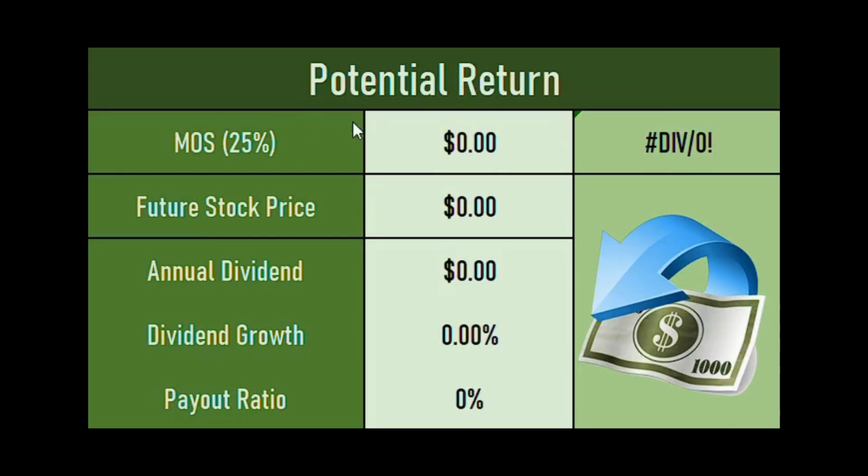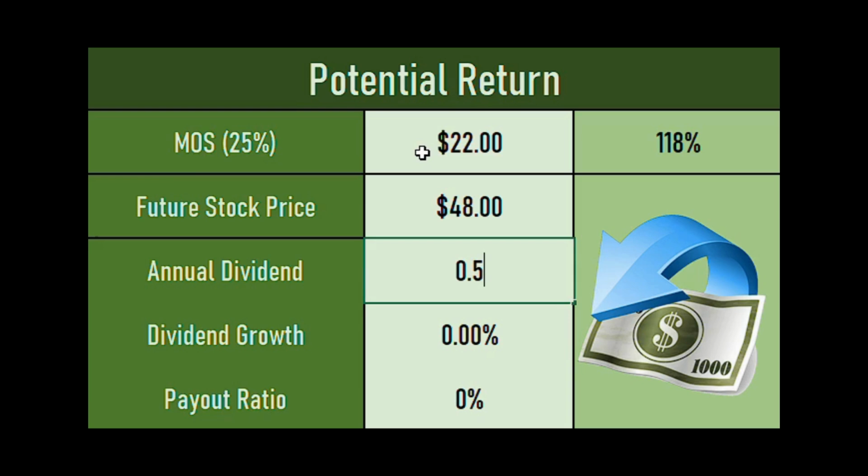The return we would receive if we bought at our 25% margin of safety price of $22 and sold in 10 years' time at our estimated future stock price of $48 would be 118%. But this is dependent on our assumptions for the company being correct. In addition, Intel provide an annual dividend of 50 cents. Their dividend growth is minus 32%, as they have reduced it. And their payout ratio is an unsustainable 217%.